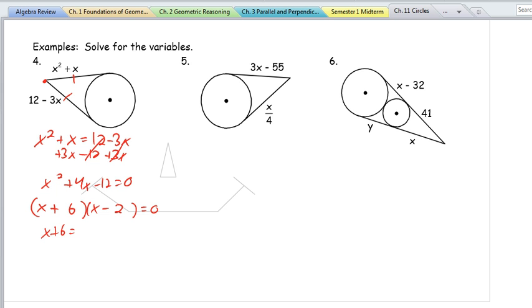x plus 6 equals 0. x minus 2 equals 0. So x equals negative 6, x equals 2. You check both. You always, always, always check both. The positive is usually the easier one to check and is usually correct.